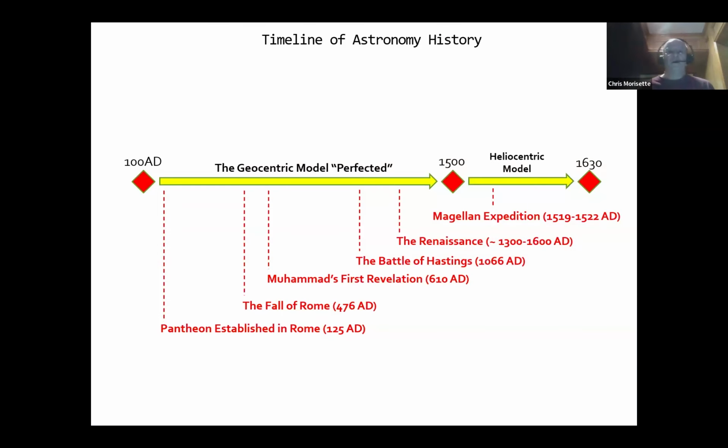Okay, so now what we're going to do is we're going to pivot. We just talked about ancient Greece. We're now moving into the latter part of the Roman Empire, which you can see here on the timeline, fell around 476 AD. We'll start out with the geocentric model perfected and then talk about the heliocentric model.